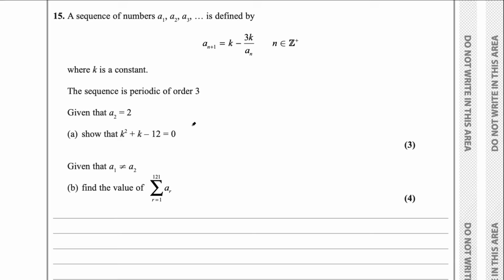For this question, we're going to want to evaluate some of the terms in this sequence and use this idea that it is periodic of order 3 to equate some of those terms and then come up with this equation here. What does this mean? Periodic of order 3, it means the sequence repeats after every 3 terms.